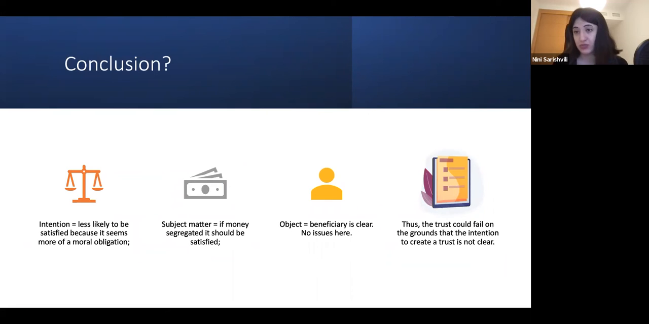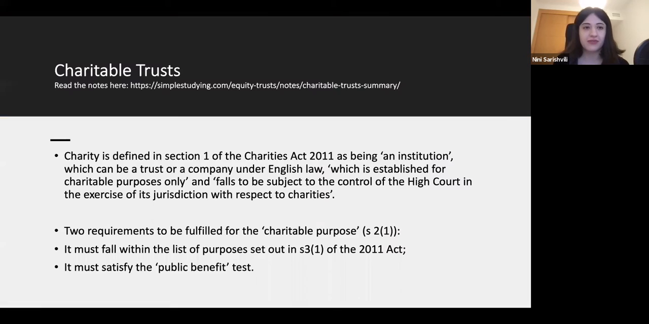Conclusion: intention is less likely to be satisfied because it seems more of a moral obligation according to the case law, but you could probably find a case that could suggest otherwise. From the case law that we saw, it was more of a moral obligation rather than an intention to create a trust. Secondly, subject matter: if the money is segregated, it should be satisfied, and even if it's not segregated, the Hunter versus Moss principle could apply and it can still be satisfied. Third, it's clear there is certainty of objects, because the only beneficiary is the son, who can be identified. Thus, the trust could fail on the grounds that the intention to create a trust is not clear, unless you can find a case that suggests otherwise.